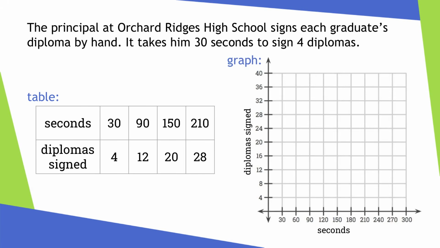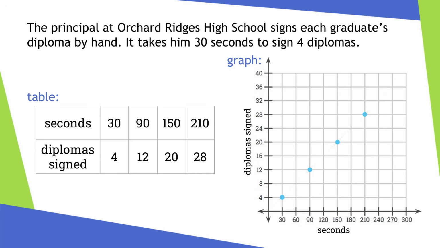Let's plot the points. We have seconds on the x-axis and diplomas signed on the y-axis. To plot the point 30, 4, we go over to an x value of 30 seconds and up to a y value of 4 diplomas, and we have our first point. We repeat this for the next 3 points. 90, 12, 150, 20, and 210, 28. And look, we're forming a straight line that starts at the origin.